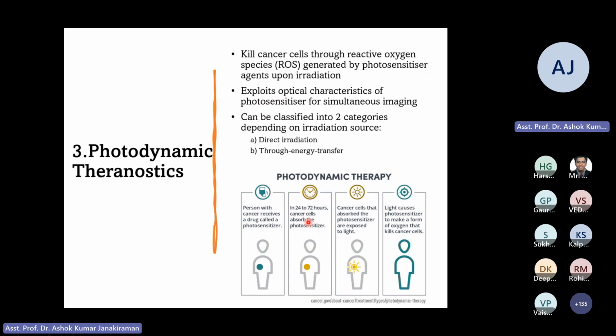So this mechanism exploits the optical characteristics of the photosensitizer for simultaneous imaging. So we can take an image also. That means we can diagnose the cancer as well, where it is located. It can be classified into two categories, depending on the radiation source, either direct radiation or through energy transfer. Now this is considered energy transfer.